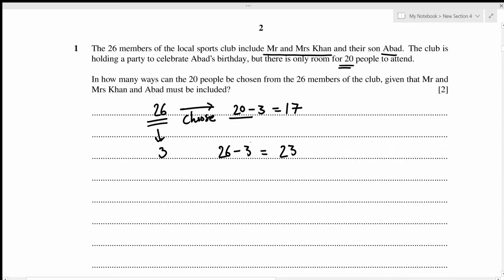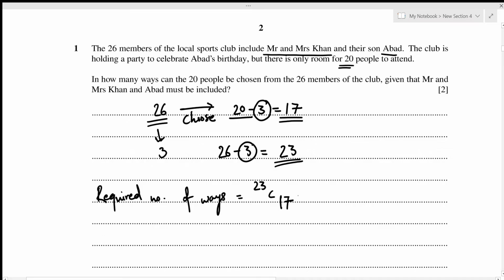Because the three members, Mr. and Mrs. Khan and Abad, are already included, we just need to choose 17 people from the total of 23 members. So now the required number of ways is just going to be 23 C 17. Since we're choosing 17 out of the total of 23 members, this gives us 100,947. So this concludes the first question. Let's move on to the second one.